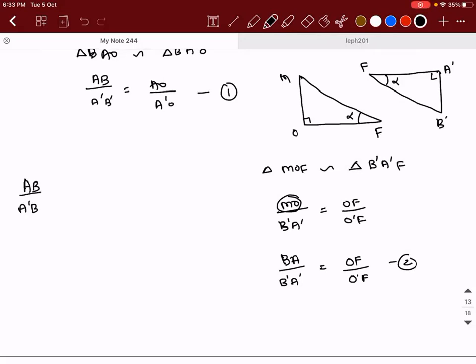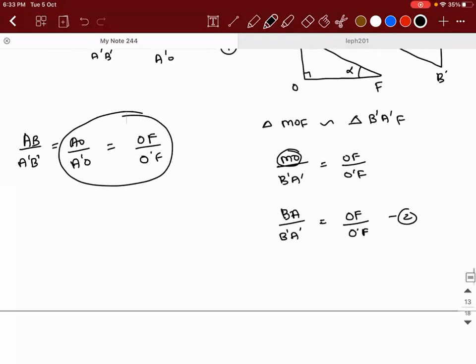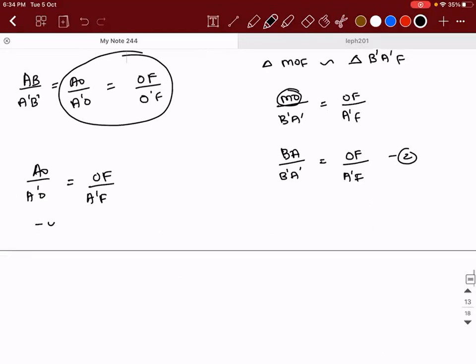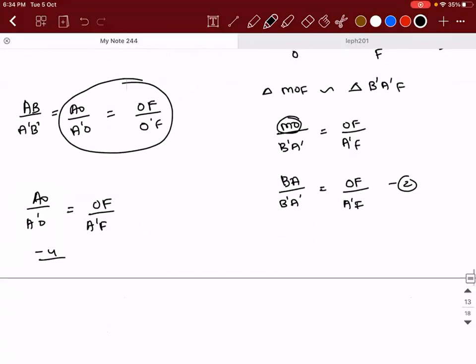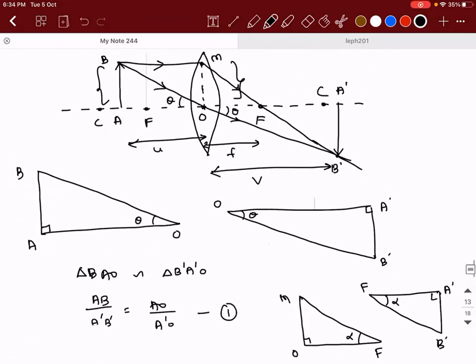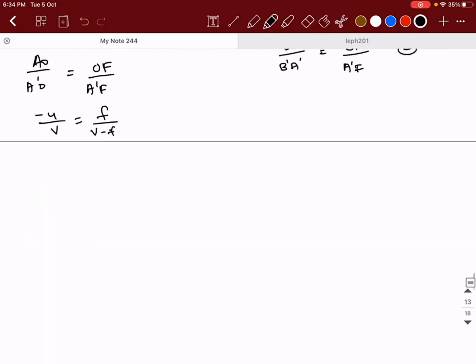So AB divided by A dash B dash is equal to AO divided by A dash O, which is equal to OF divided by A dash F. So AO divided by A dash O will be equal to OF divided by A dash F. What is AO? Minus U divided by A dash O, which is V, is equal to OF, which is F, divided by A dash F, which is V minus F. So cross multiply: minus UV plus UF is equal to VF.